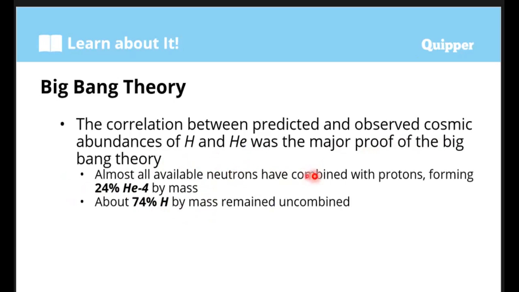Almost all available neutrons have combined with protons, forming 24% of He4 by mass, and about 74% of hydrogen by mass remained uncombined in the universe. So this is one of the major proofs of the history or development of the universe, because of the presence of the light elements of hydrogen and helium in the universe.